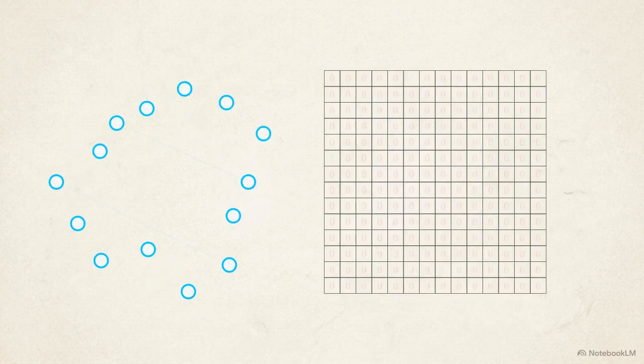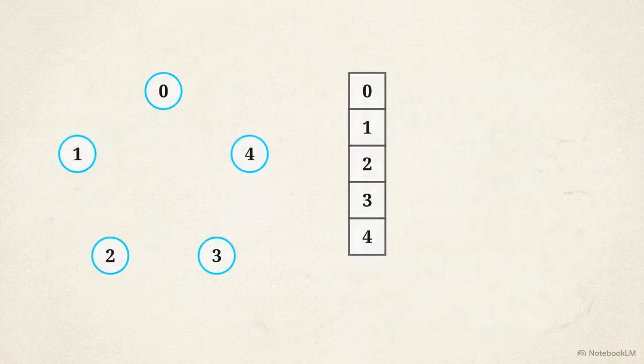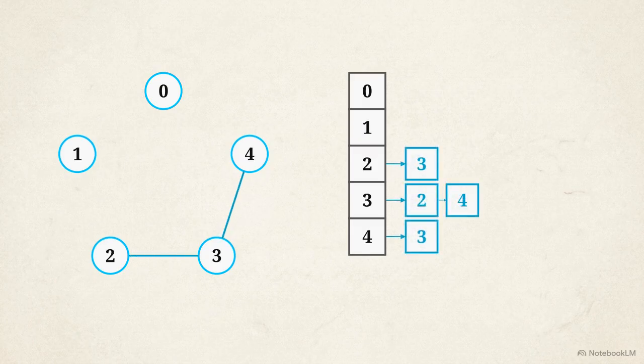The matrix gives us extremely fast edge lookups, but it has a major structural flaw. If your graph is sparse, meaning it has many nodes but very few connections, you are forced to store thousands of useless zeros, wasting a massive amount of memory. To solve this memory problem, we use the adjacency list.